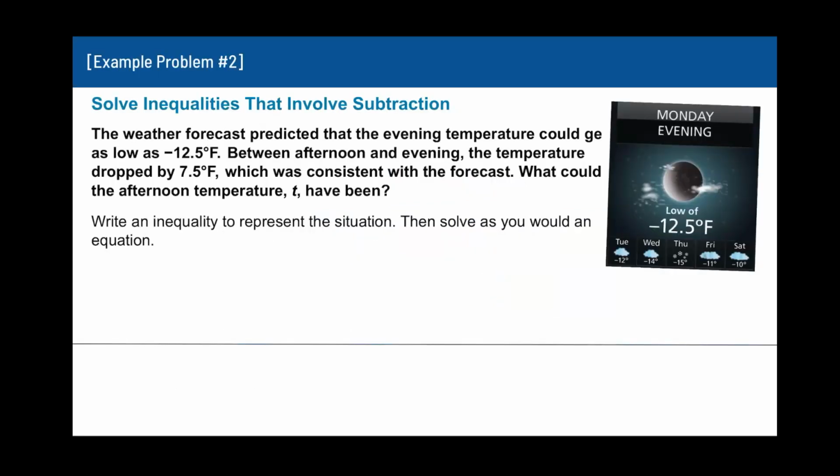Our second example is going to solve inequalities that involve subtraction. The weather forecast predicted that the evening temperature could get as low as negative 12.5 degrees. Between the afternoon and the evening, the temperature dropped by 7.5 degrees, which was consistent with the forecast. What could the afternoon temperature have been? They tell us to use T for the afternoon temperature. So again, we'll write an inequality to represent this.